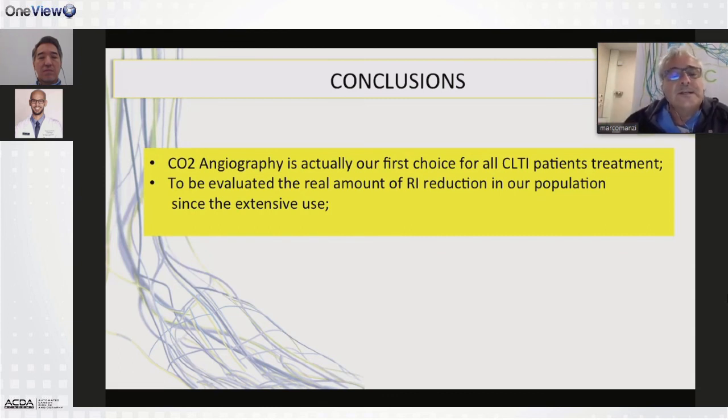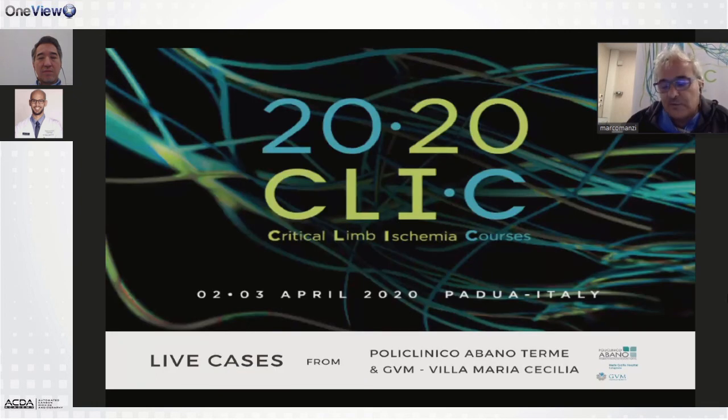So in conclusion, CO2 angiography is actually our first choice for all our critical limb threatening ischemia patients. And of course, we are trying to evaluate definitively the real amount of renal insufficiency reduction in our population in the last 5 years since we started the extensive use. The impression from preliminary data is that we succeeded in reducing more than 60% of our chronic renal failure. Thank you very much for your attention.